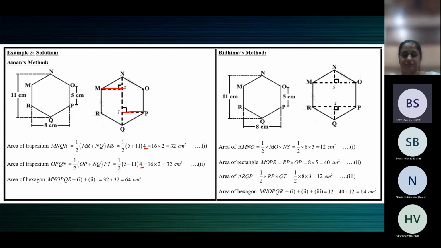Okay. Ma'am, I'm having doubt in Regima's method also. Yes, please ask. Ma'am, how are we multiplying 1 by 2 into 8 into 3? Yes, ma'am. Okay. What is the figure MNO called? Is it a rhombus? Is it a rectangle? Is it a trapezium? What is it? MNO? Rectangle. MNO is a rectangle?